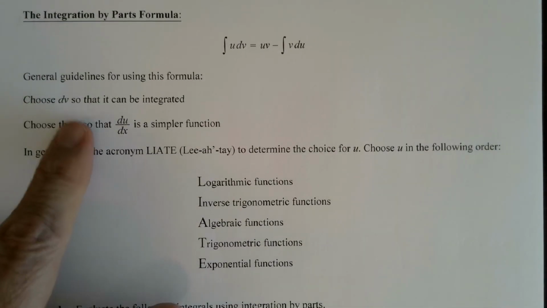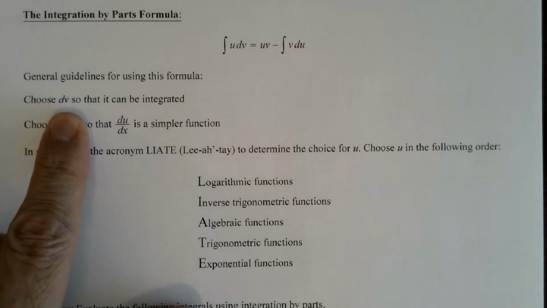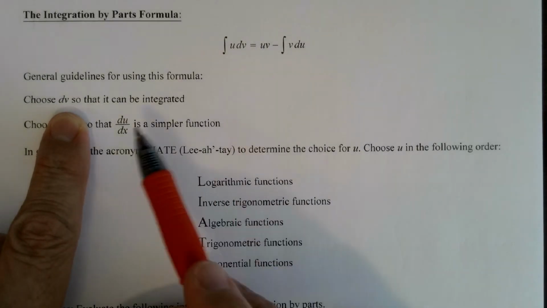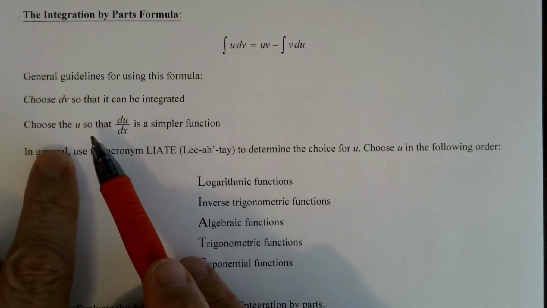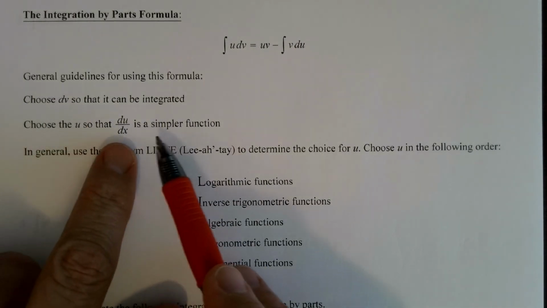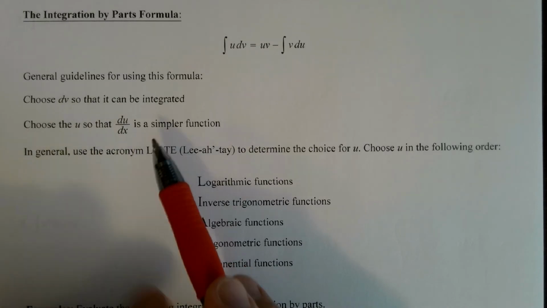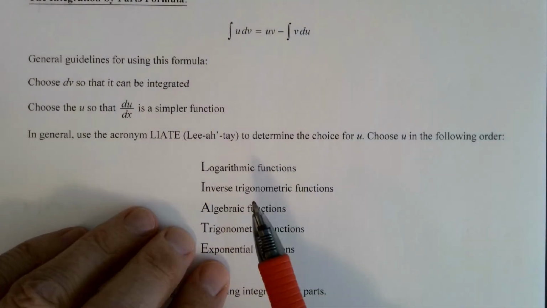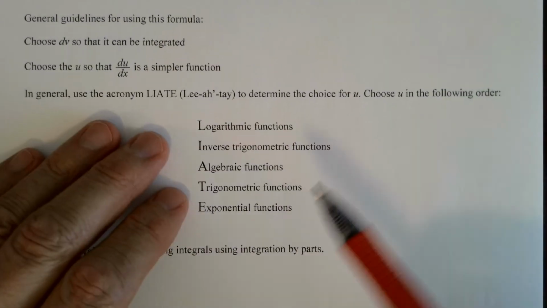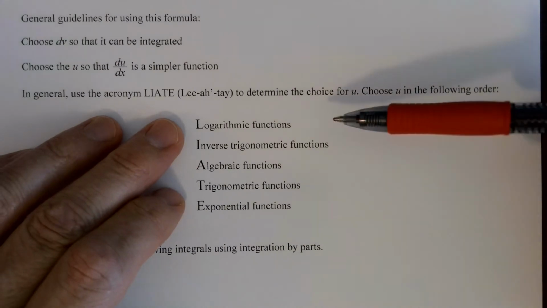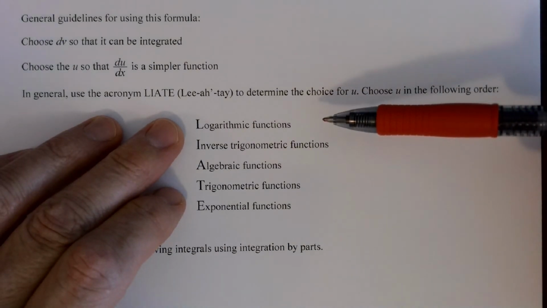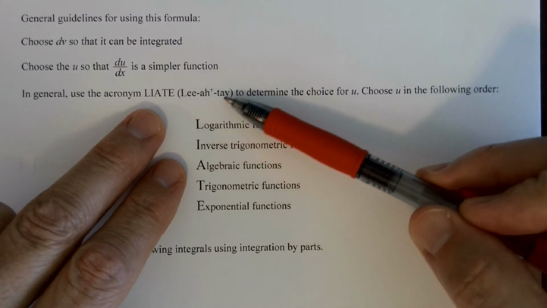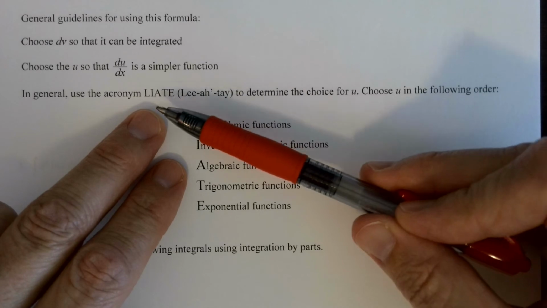Here are the general guidelines. We want to choose the dv so that it can be integrated, because I'm going to integrate the dv part to get my v over here. So you've got to be able to integrate it. You choose the u so that du dx is a simpler function. In general, when choosing the u, because I'm going to differentiate it, it becomes the du over here. There's an acronym, LIATE, L-I-A-T-E. It kind of sounds like a fancy coffee drink.